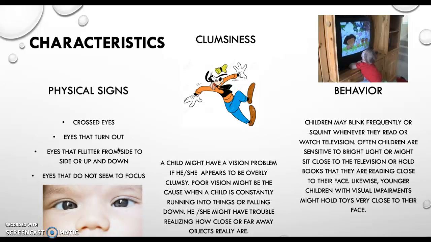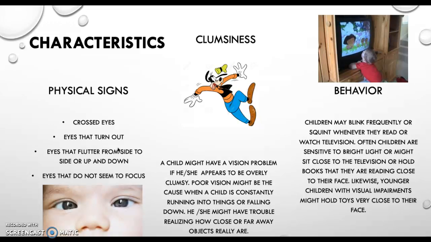Clumsiness is another characteristic. If a child is having a vision problem, they often appear to be overly clumsy, and that poor vision goes hand in hand with them running into things, and it's just because they cannot tell how far of a distance things are, whether they're too close or too far, and they tend to run into them. And then lastly, the behavior.